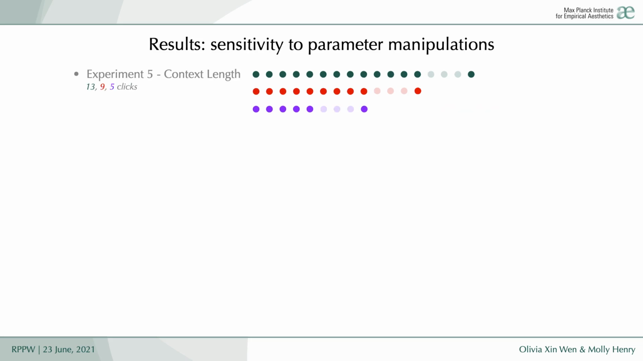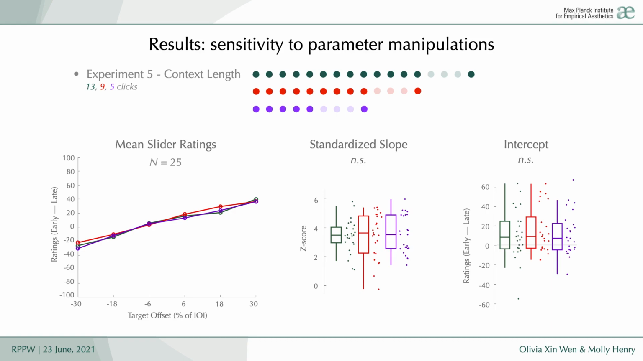In the last experiment, we manipulated context length. However, context length did not matter in terms of slope or intercept. This makes sense because the entire experiment was carried at the 500 millisecond IOI. Throughout trials, participants already learned the external dynamic well enough that a few less clicks in a single trial did not make any difference.